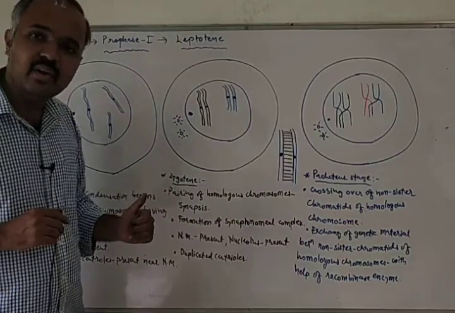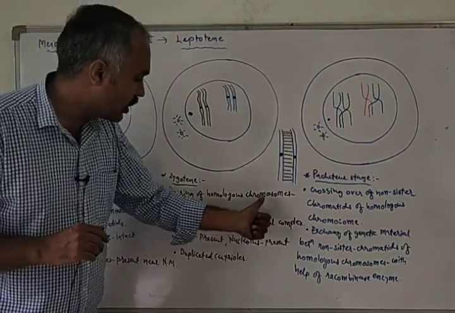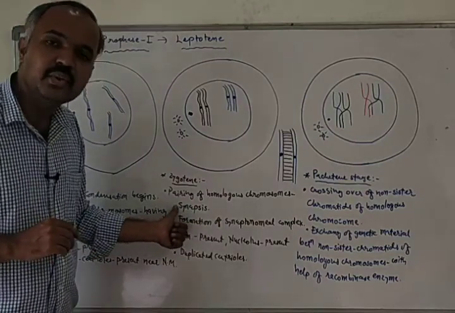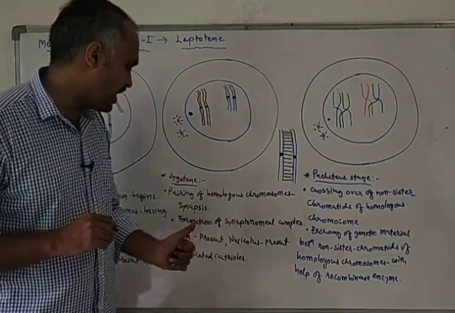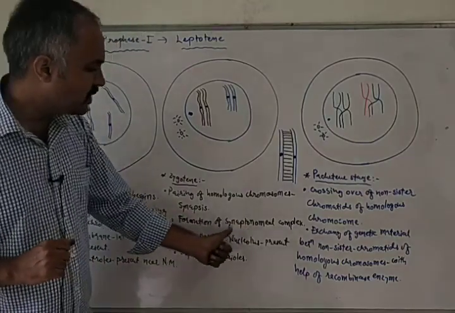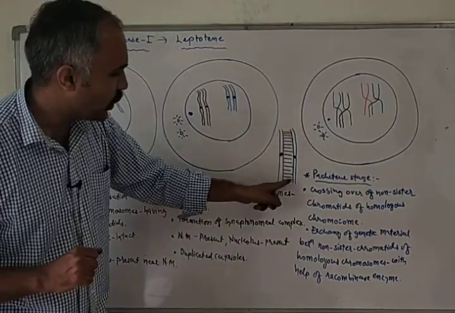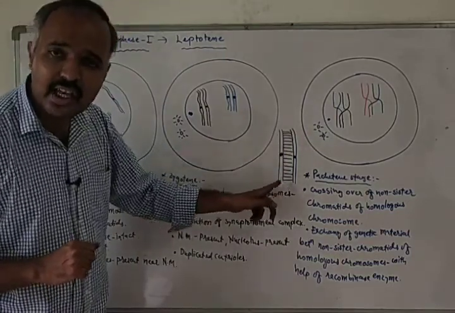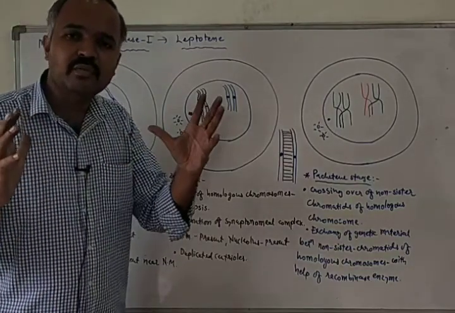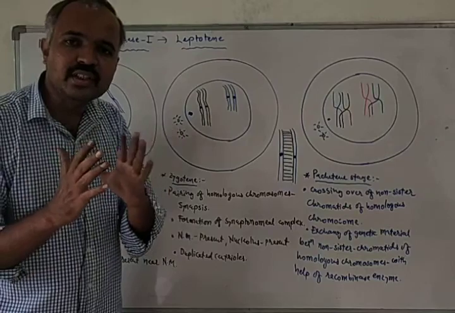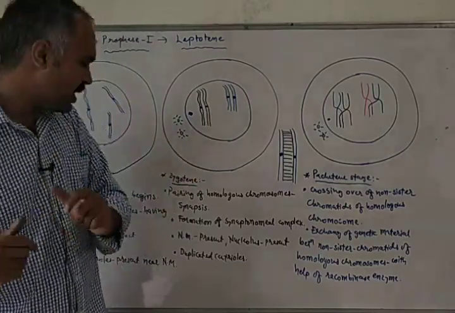So this is all about the zygotene stage. What happens in the zygotene stage? There will be pairing of the homologous chromosomes, and this process is known as synapsis. And the synaptonemal complex is formed. What is the synaptonemal complex? It is a protein which attaches or joins both chromosomes to each other.